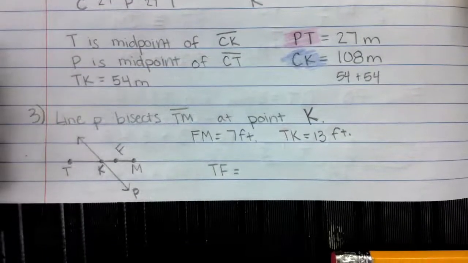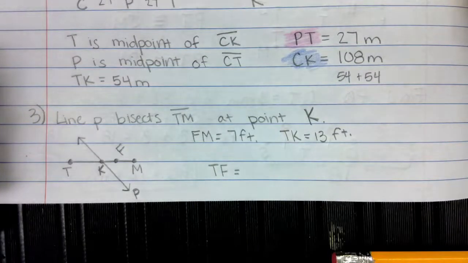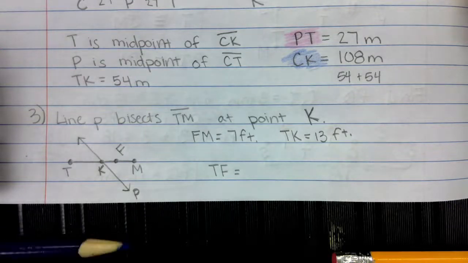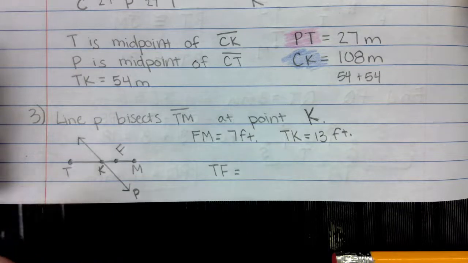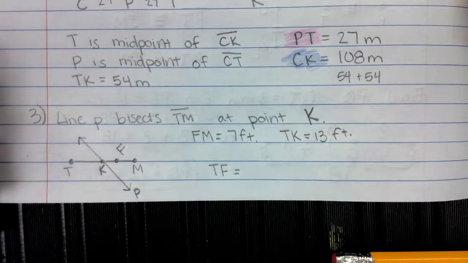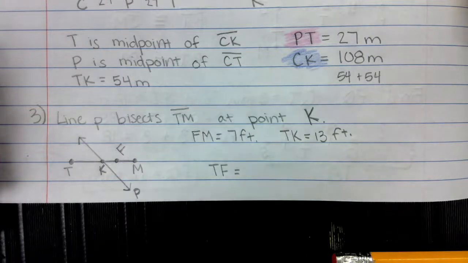Does anyone have an idea of where they might start? Tell me where you start. Yusuf says subtract 7 from 13. So 13 minus 7 is what? And what does that tell us? Oh, good. Vivian says that tells us K to F. Very nice. Because we know that that half, TK, is the same as that other half, K to M. So they both need to be 13. Good. That fills in part of it.